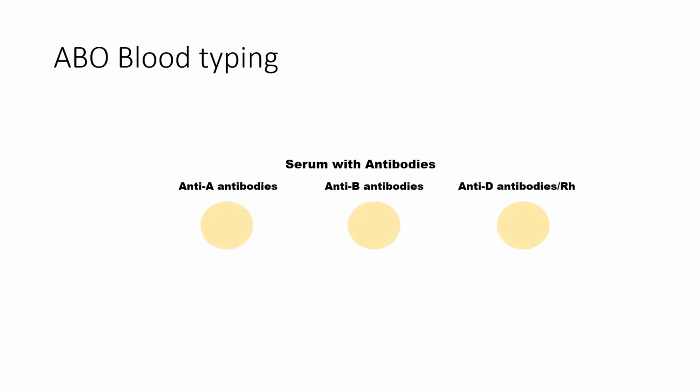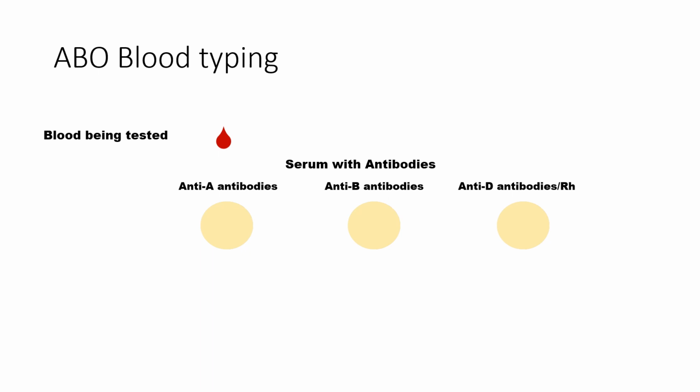In addition to testing for antigen A and antigen B, we can also test for antigen D, or the Rh factor. And we're going to see the same sort of reaction with that as we did with antigens A and B. And it's the same sort of scenario where you'll have a container that has some serum plus the anti-D antibodies in it, and you're looking for that reaction. So let's try our hand at doing some blood typing with ABO and the Rh factor.